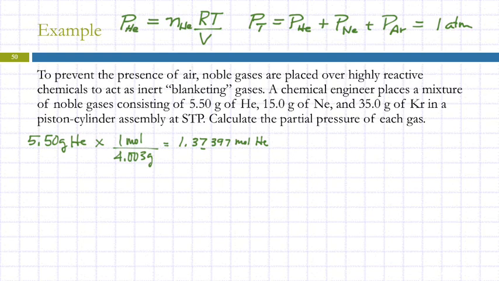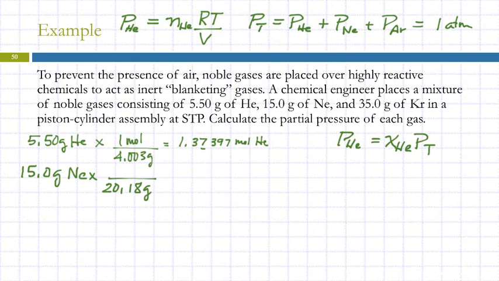So for helium, the pressure of helium is going to equal the mole fraction of helium times the total pressure. Mole fraction is the moles of helium divided by the total moles of gas. So we have to find out how many moles of gas there are. We already did helium. We need to do neon, 15.0 grams of neon. Molar mass of neon, 20.18 grams per mole.